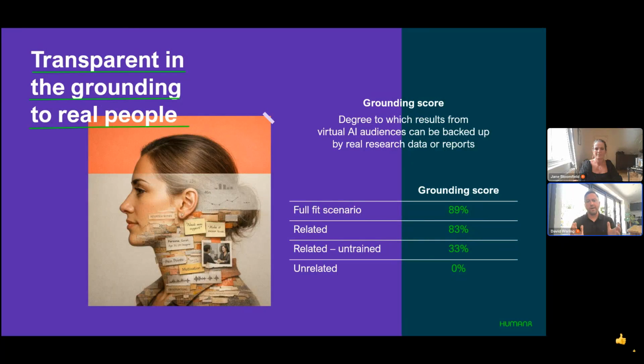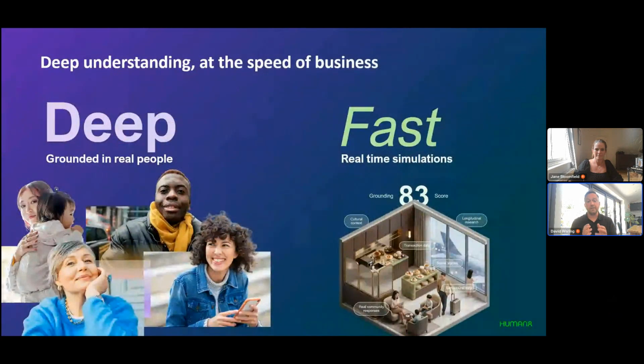So the simple way of thinking about twins is bringing the best of both worlds. So it's deep and reliable proprietary human understanding combined with that ability to ask questions fast and reflect the speed of decision making in your business, giving you real-time simulations. And that allows you to build intelligence via your target or your current consumers.